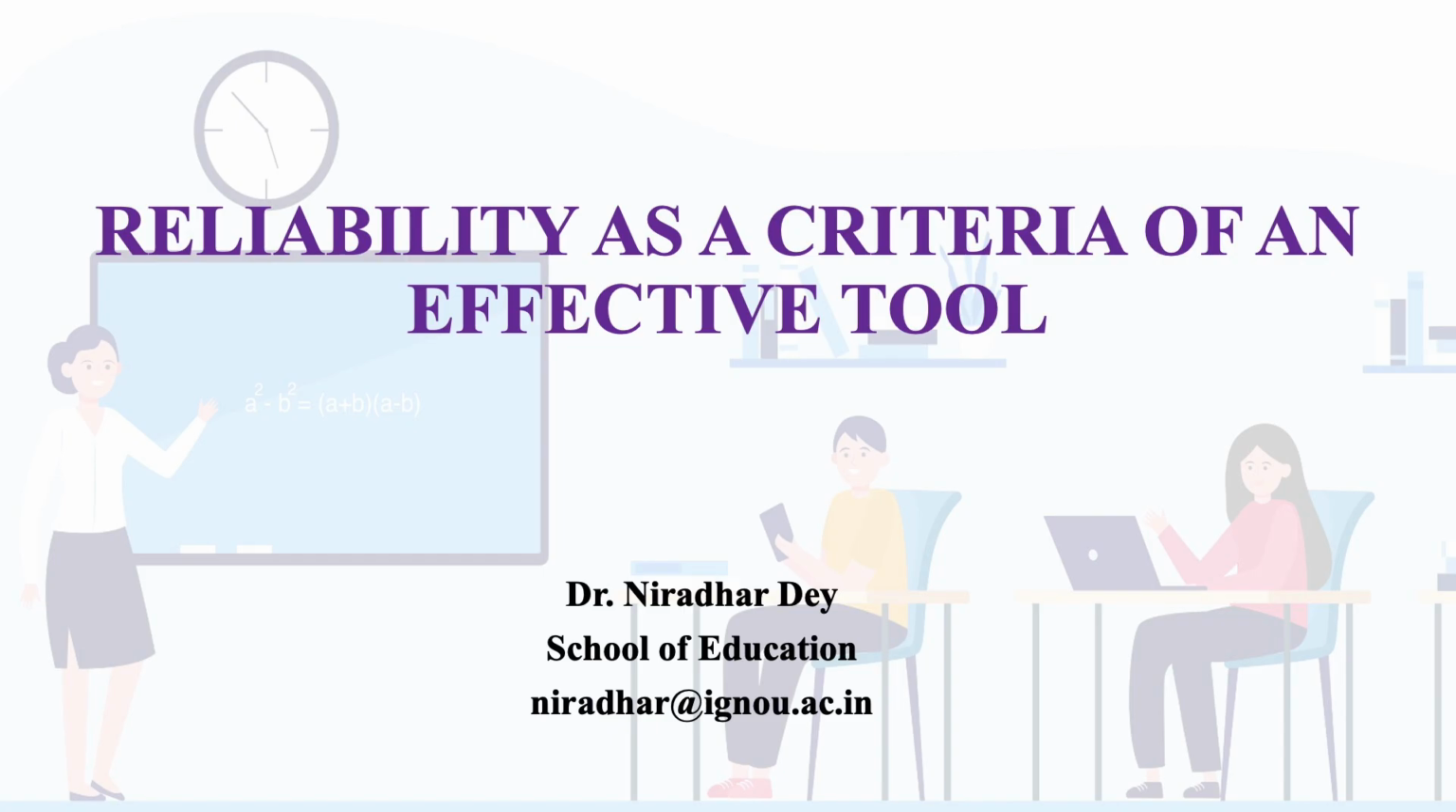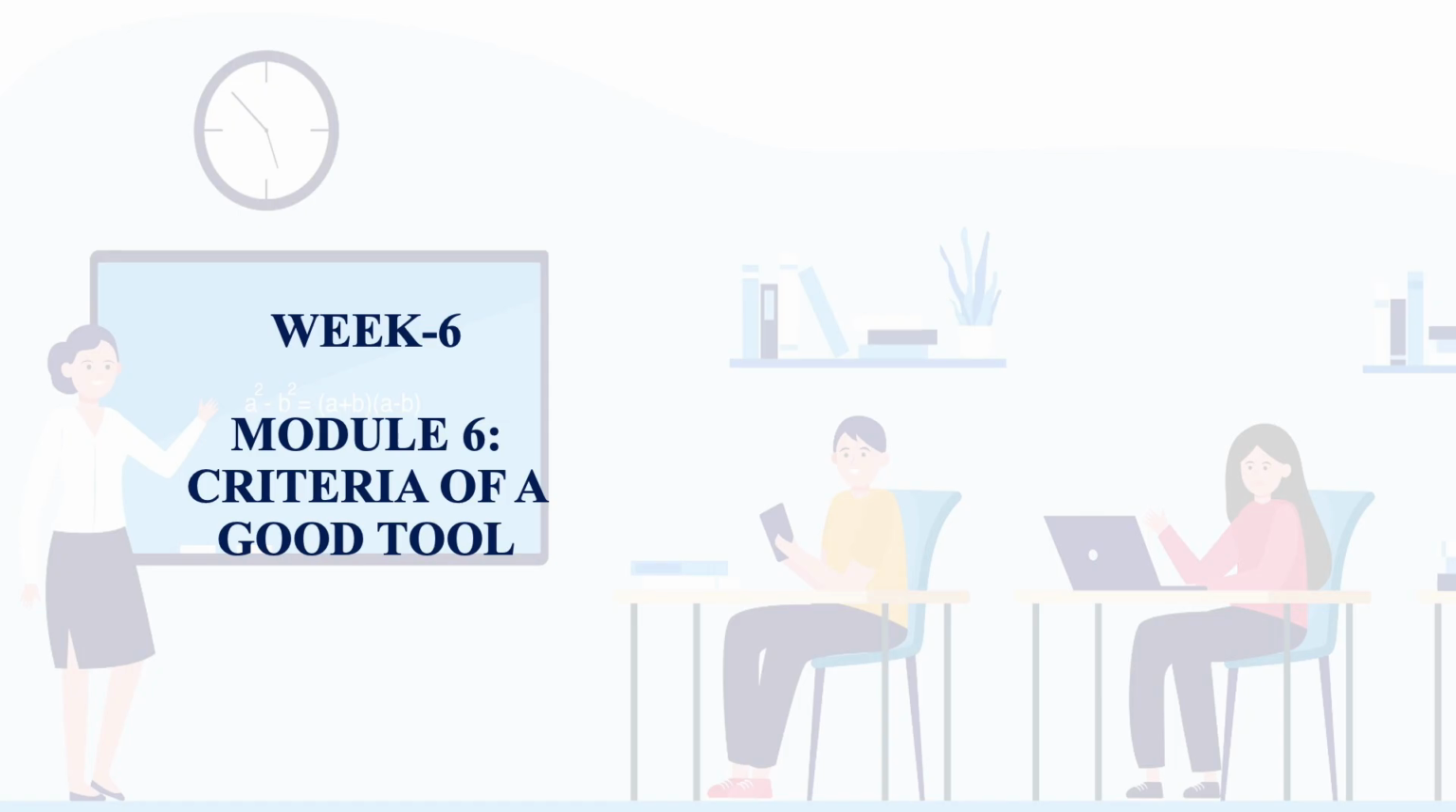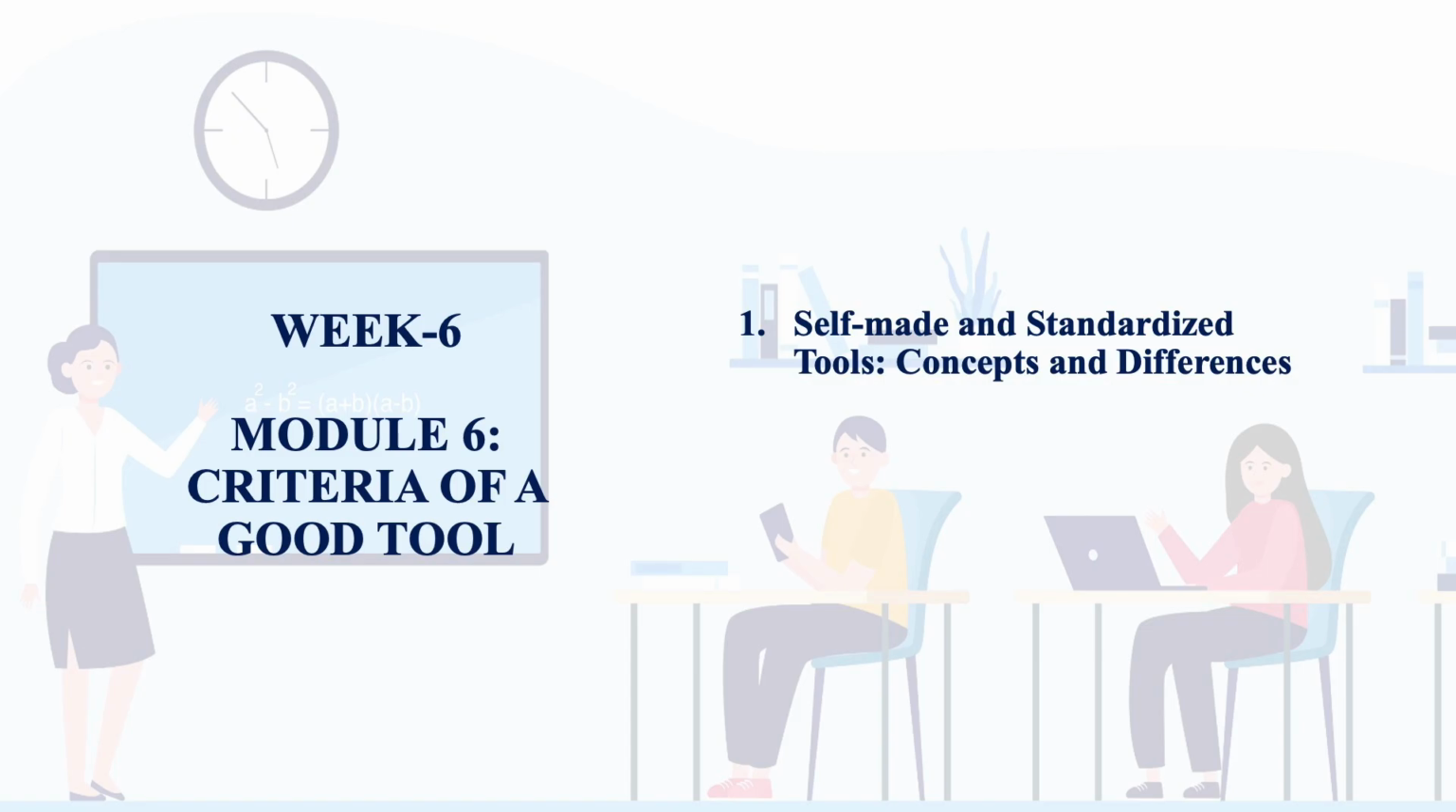So friends, presently we are in the 6th week of your online course, that is BES 1 to 7 Assessment for Learning, and we are presently in the 6th module, and the title of the module is criteria of a good tool. In this module you will find 3 video lessons. First is self-made and standardized tool, its concept and differences, which we have already discussed in our previous content point. And the present video lesson is reliability as a criteria of an effective tool.